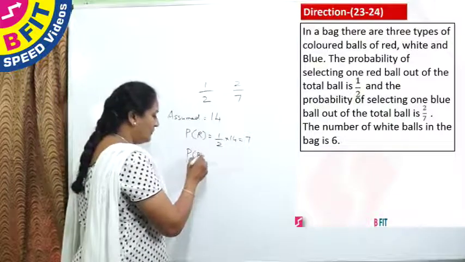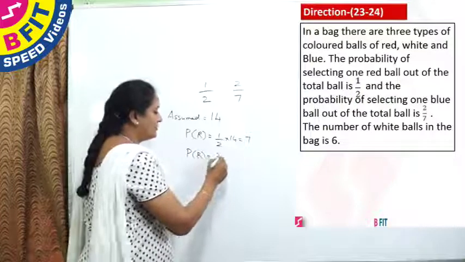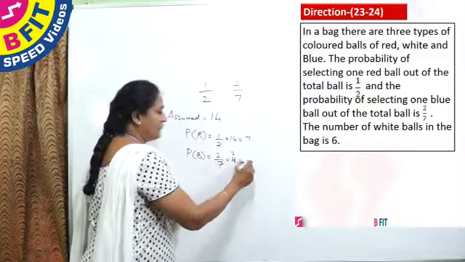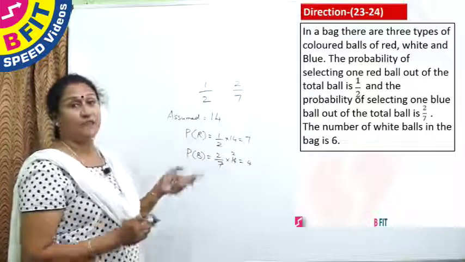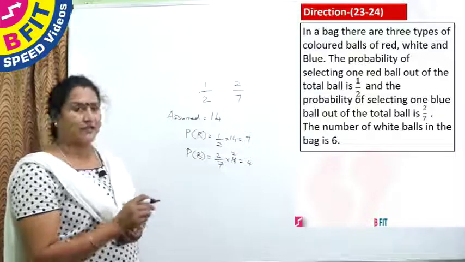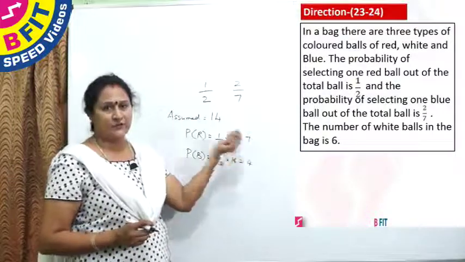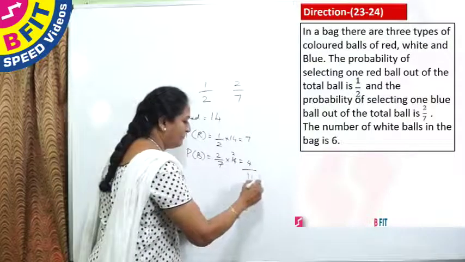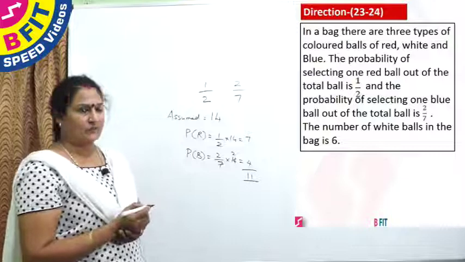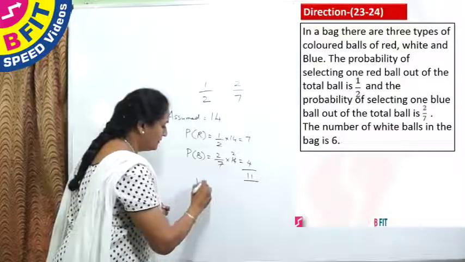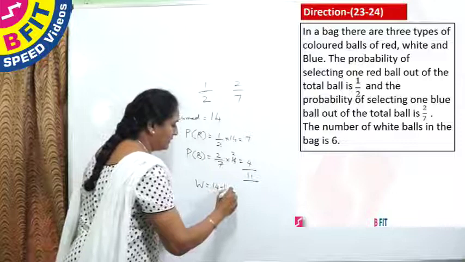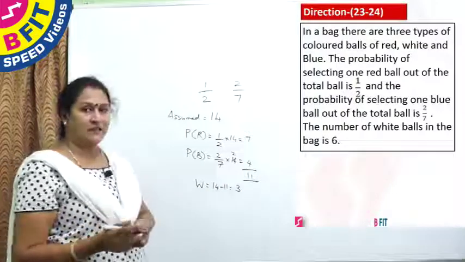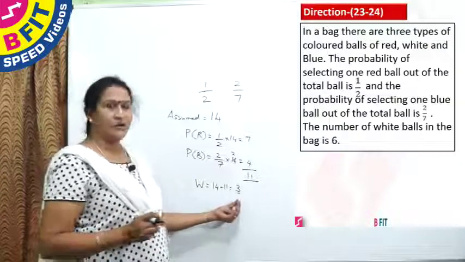For a blue ball, the probability is 2/7. What is 2/7 of 14? It is 4. So when I assume there are 14 balls in the bag, we have 7 red balls and 4 blue balls, which is a total of 11. The remaining will be white balls. So how many white balls are there? 14 minus 11, that is 3. But what they have given in the question is that there are 6 white balls, while I have got 3 white balls.